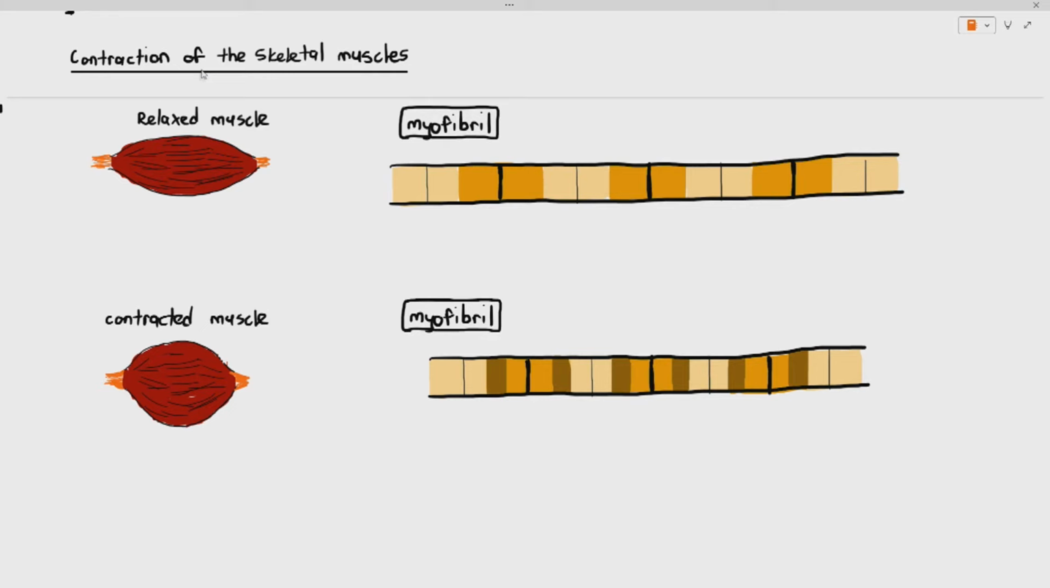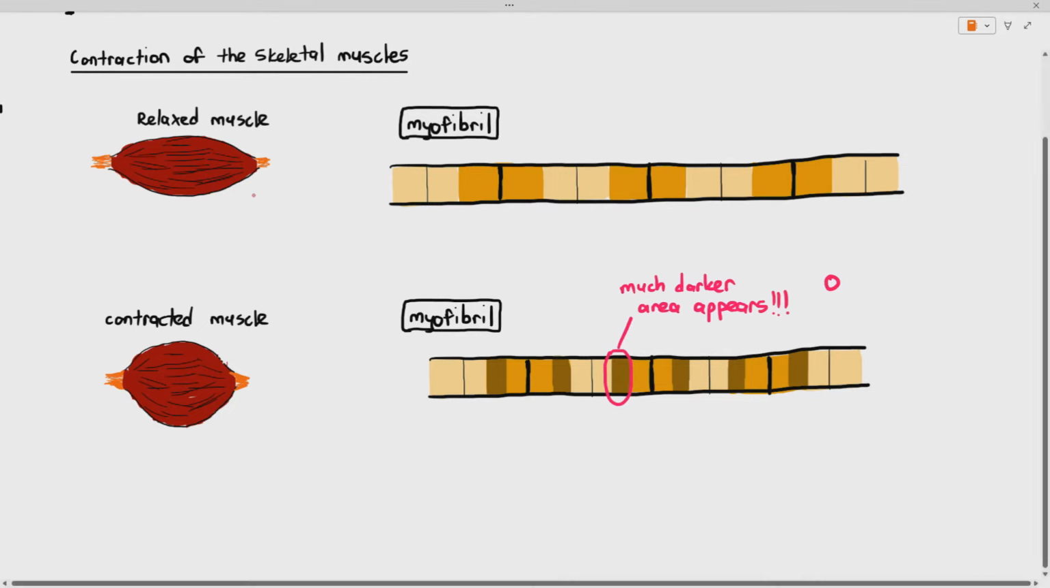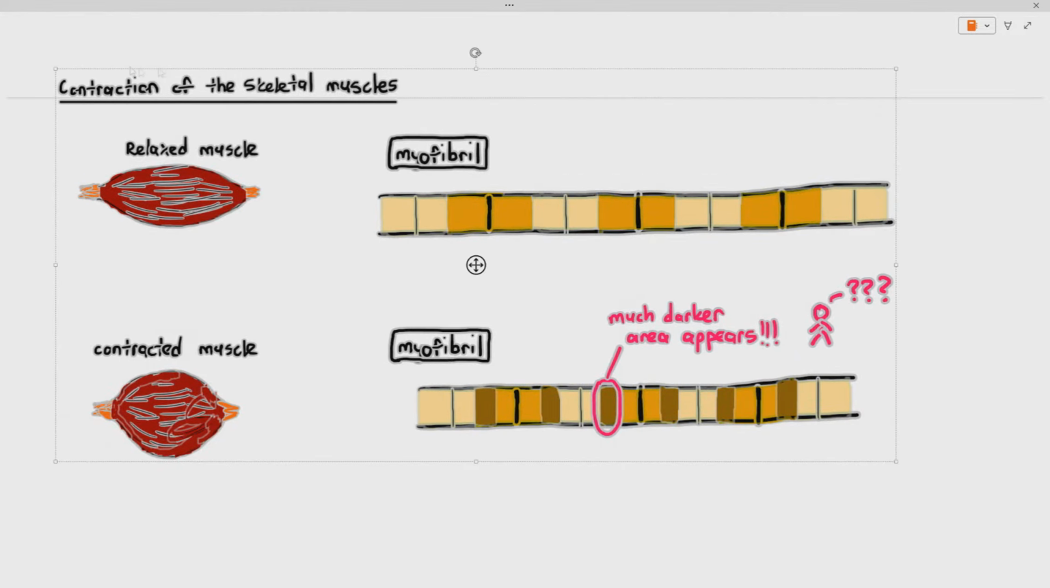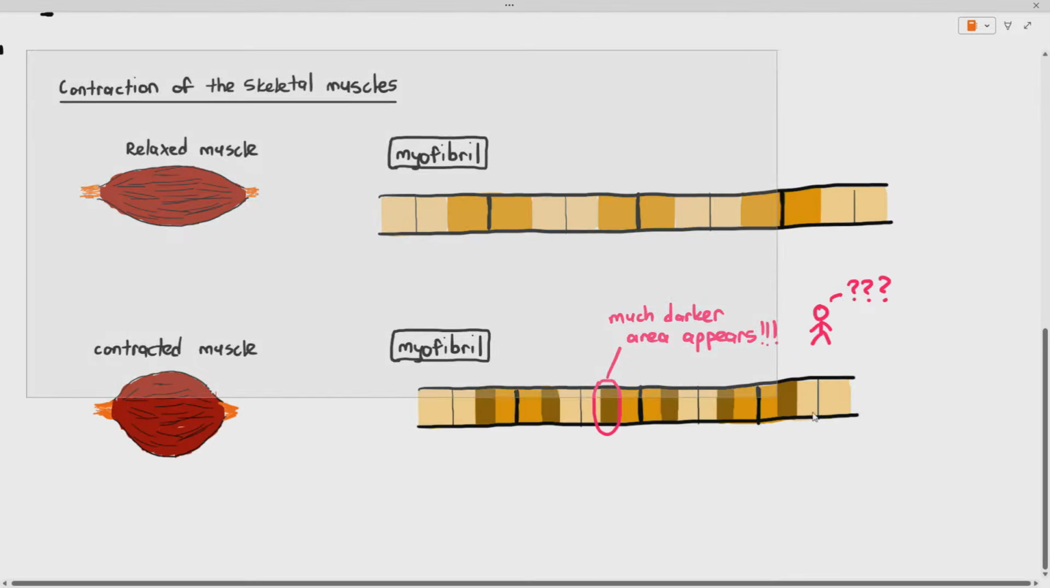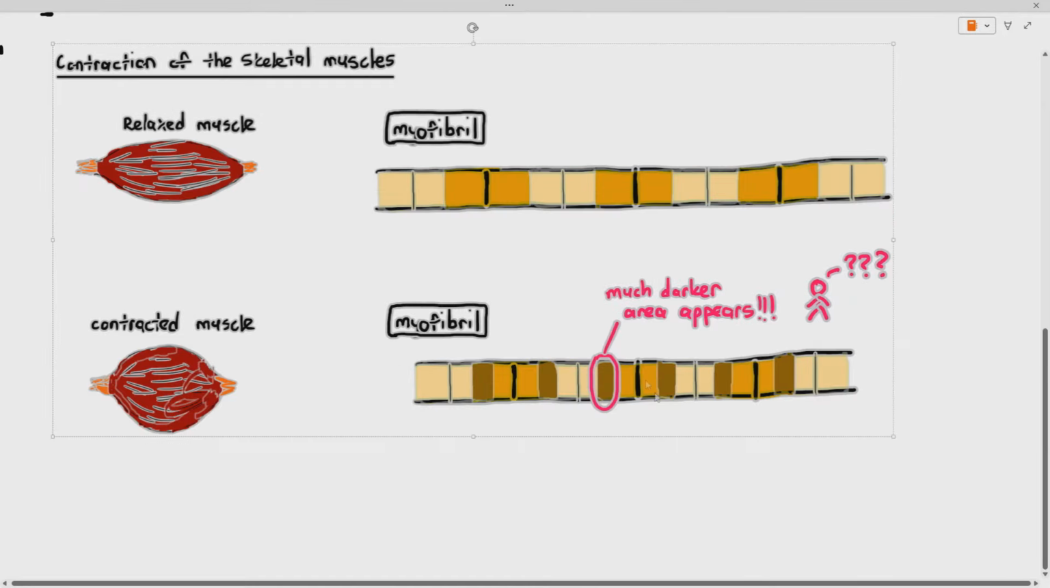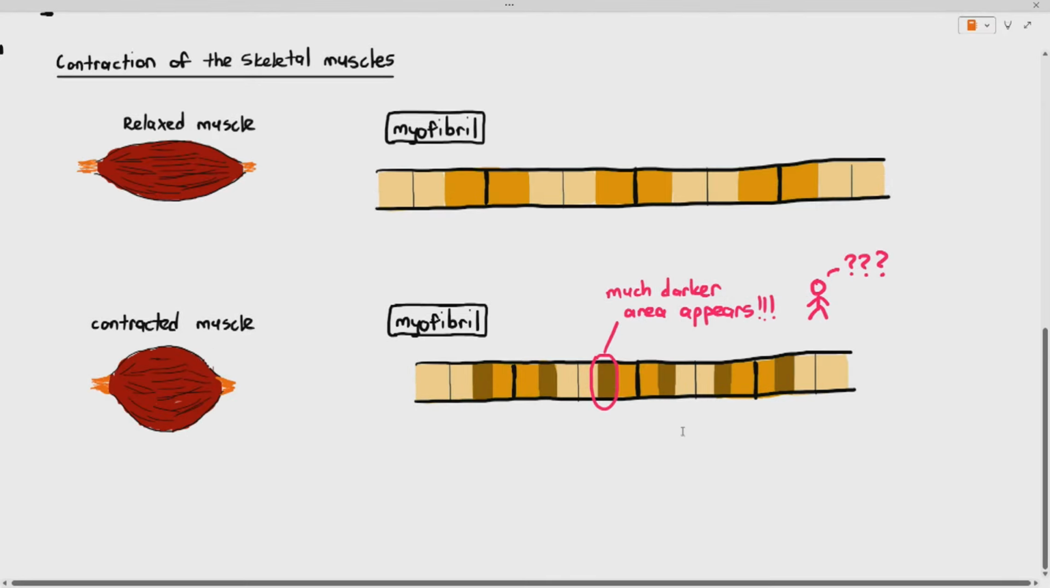Right off the bat, you notice something rather odd. You notice that there are some dark areas and light areas, that's fine, but there's also some much darker areas in the myofibril. So what exactly is going on over there? Where did that very dark area come from? And also look at the overall length of the myofibril. I know it's just a section of it, but the length of the myofibril has also become shorter. So the question is, how did that exactly happen?